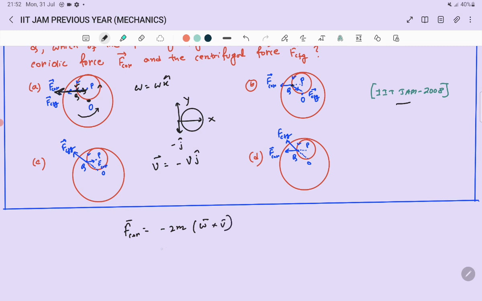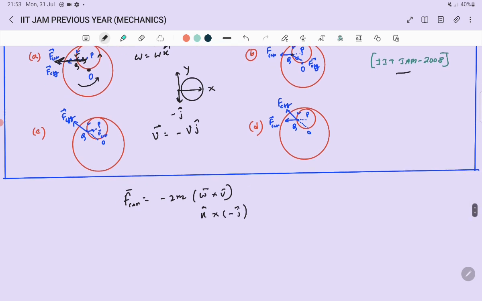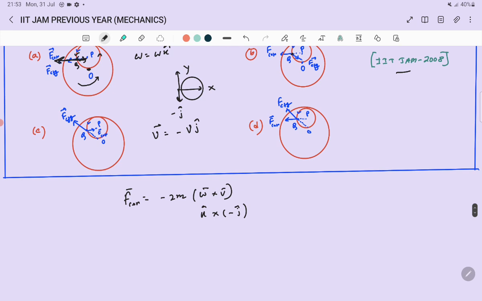Omega cross v. Here omega is k cap, and v is minus j cap. So k cross minus j cap, and you know k cross j is minus i, so there will be 3 minus signs actually. Why? You know k cross j is minus i, and one minus sign is here, so that will be plus i, and one minus sign is in the expression, so it will be minus i cap.